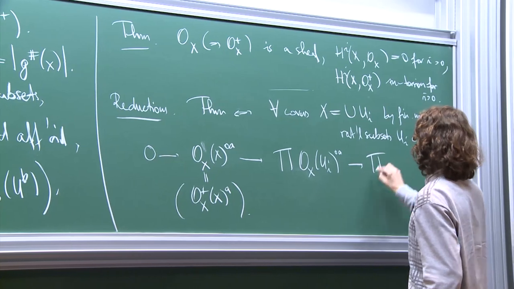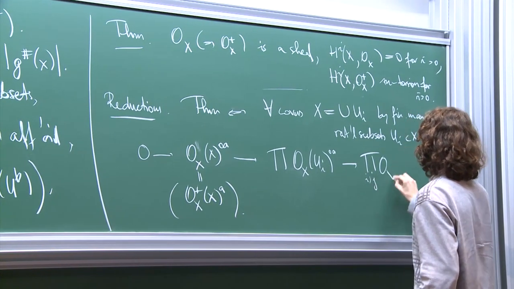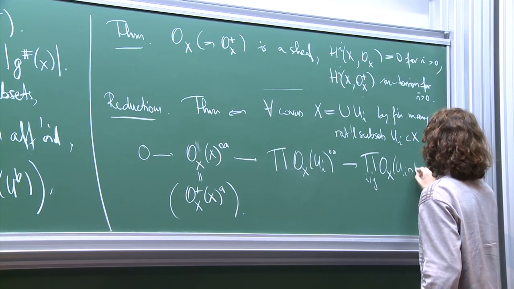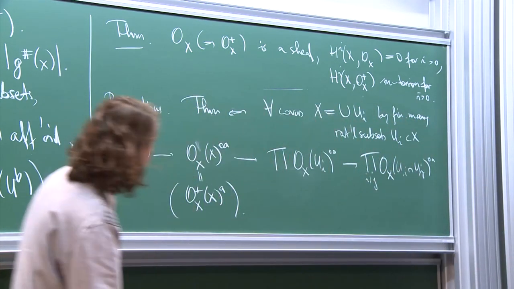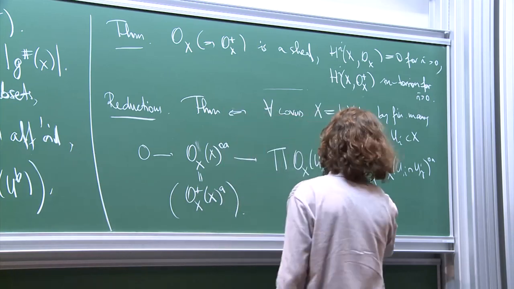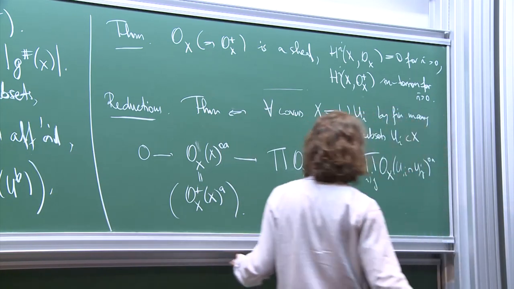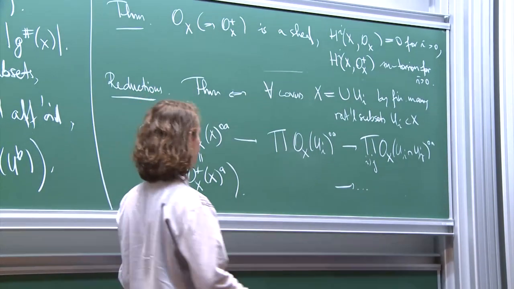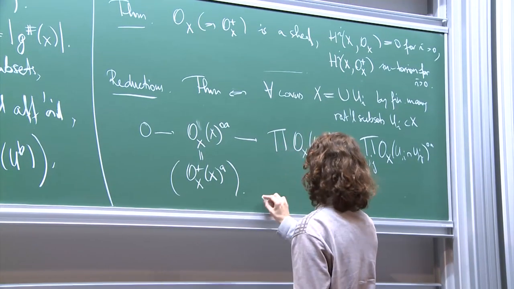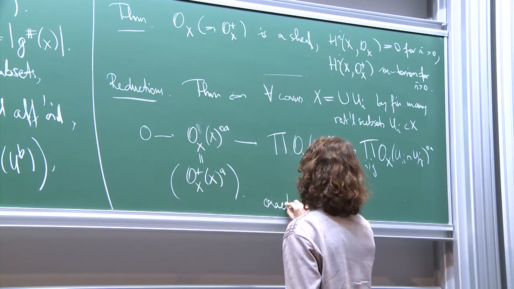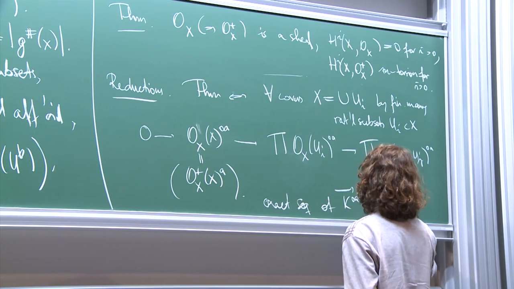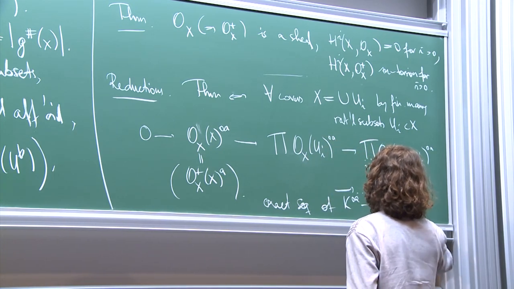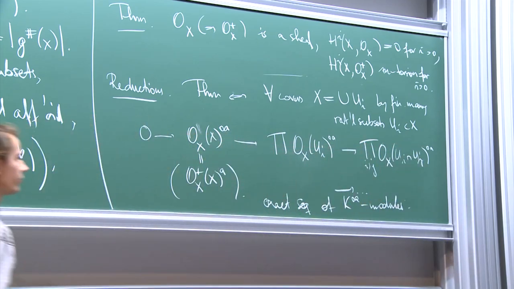And then we take the product. These are, again, rational subsets. And then and so on. So this long exact sequence, this long complex, that this is an exact sequence of K_0-A modules. So that's somehow general nonsense.